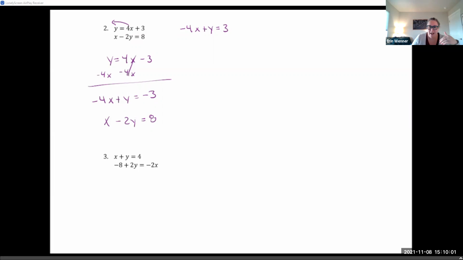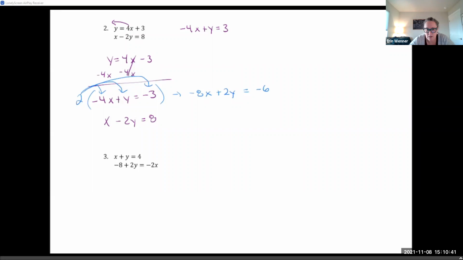So what we have to do now is multiply one of these equations by a number that will cause it to then cancel with the variable in the other equation. So we have two choices. I can either multiply my first equation by 2. If I multiply this first equation by 2, how does that help me? Well, 2 times negative 4x gives me negative 8x. 2 times y gives me 2y. And 2 times 3 gives me 6.